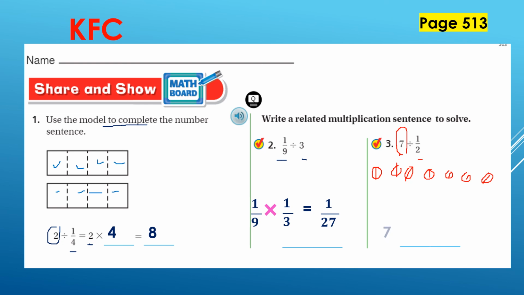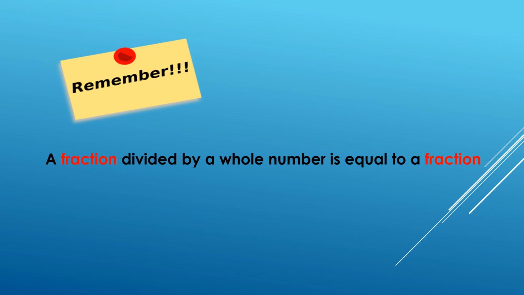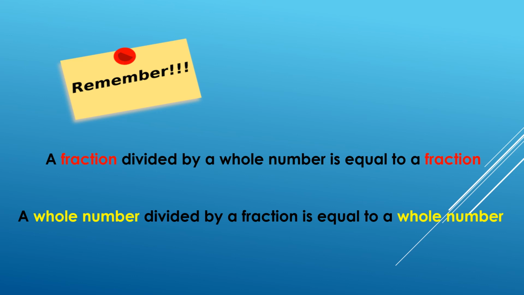KFC. Keep, flip, and change. So I'm keeping the 7. I'm flipping the half. It's now 2 because it's 2 over 1. So it's 2. Then changing the division to multiplication. What's the answer? 14. Perfect. My model is matching my math steps. Remember, students, a fraction divided by a whole number is equal to a fraction. A whole number divided by a fraction is equal to a whole number.